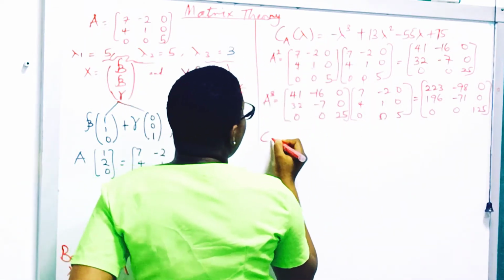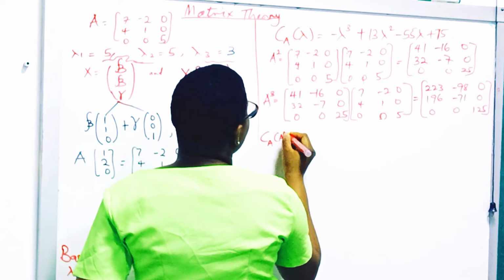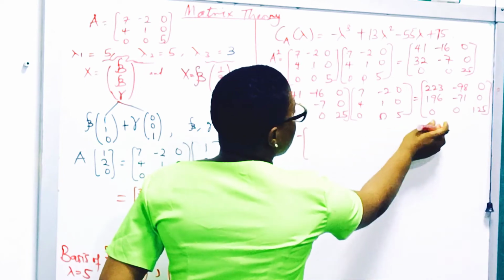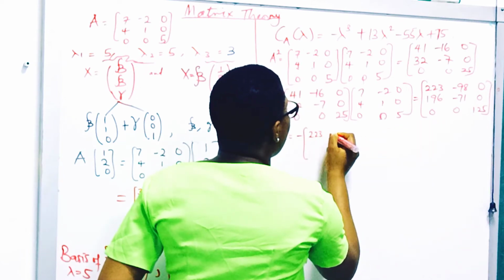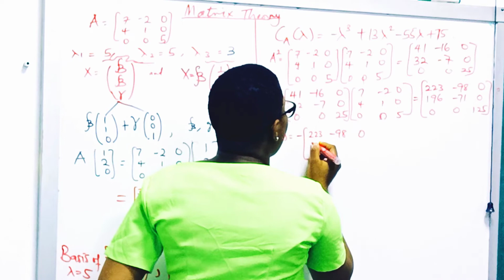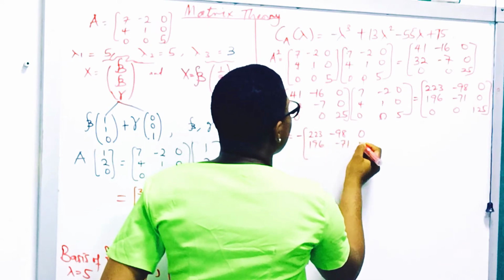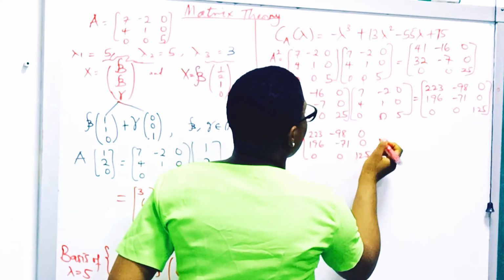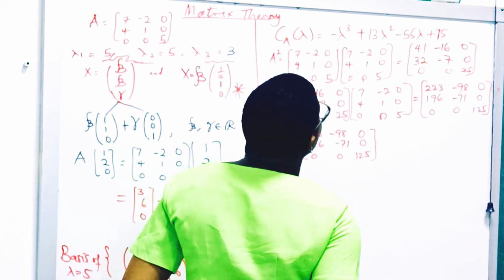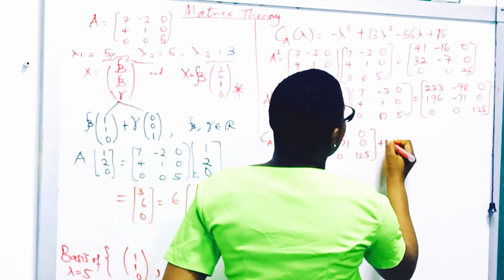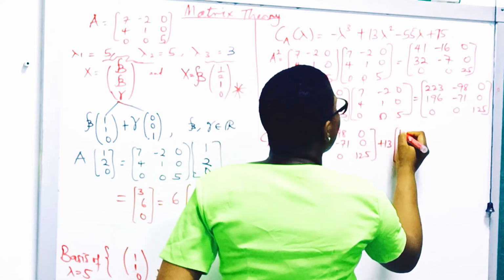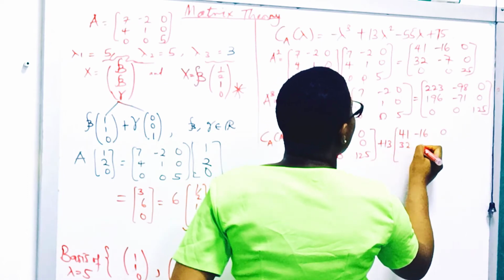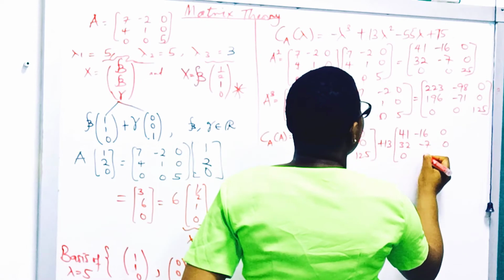So C of A is equal to minus, times this: 2, 2, 3, minus 98, 0, 196, minus 71, 0, 0, 0, 1, 2, 5. Plus 13 times this: 41, minus 16, 0, 32, minus 7, 0, 0, 0, 25.